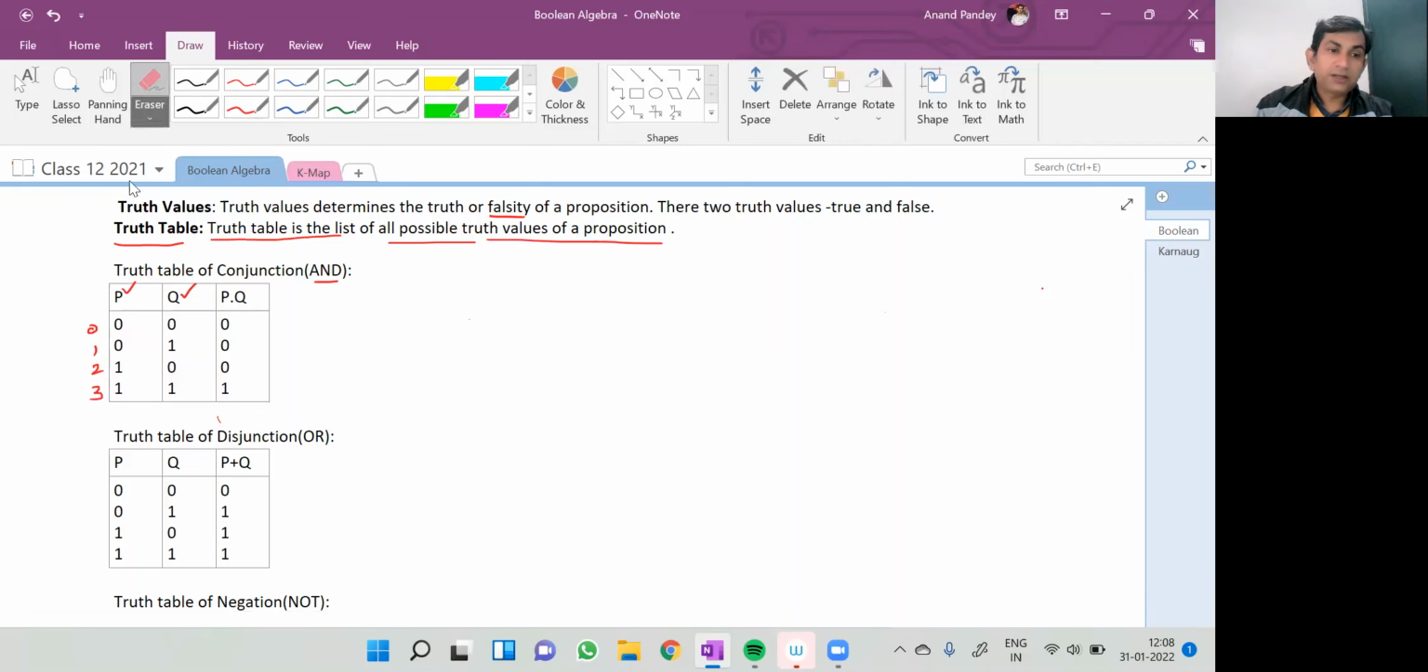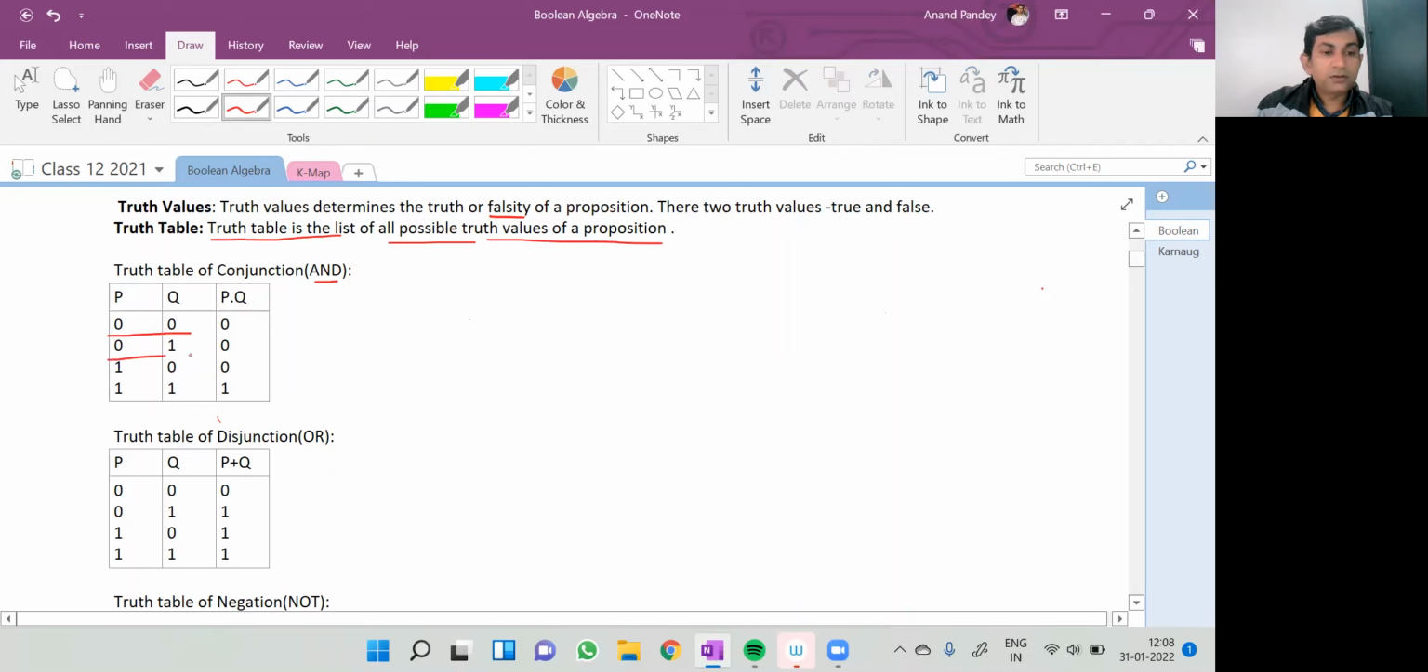So together, if there are two propositions, the combinations of input will be 0 0, 0 1, 1 0, 1 1. This is the way to draw the truth table for two propositions. Please learn it. It is an easy way to draw 0 0 1 1 and 0 1 0 1. Easily you can draw the truth table for any two propositions. As I told, I'm repeating again: this is the binary code of 0, 1, 2, and 3.